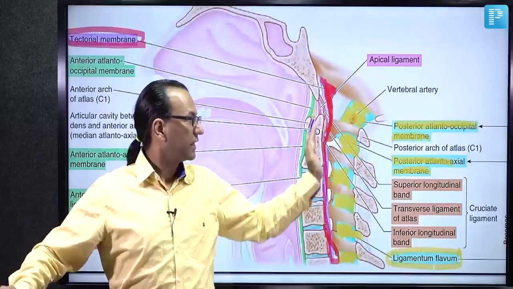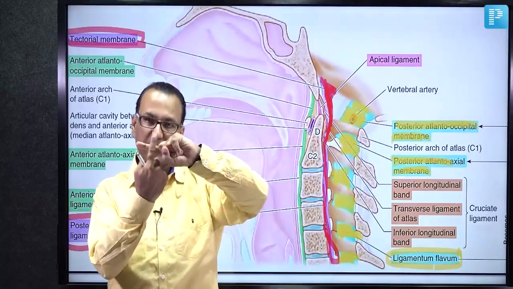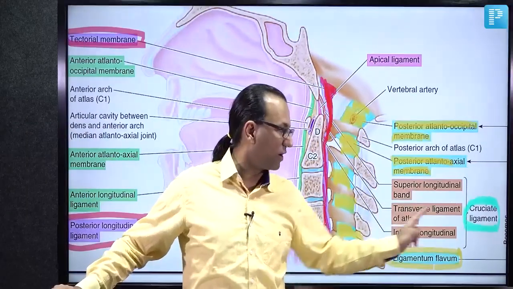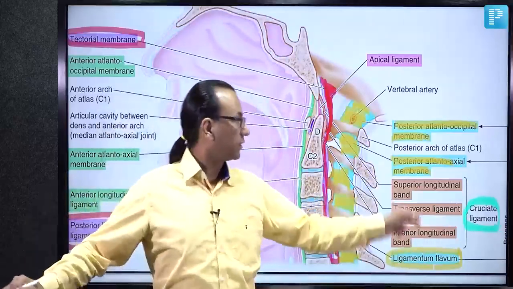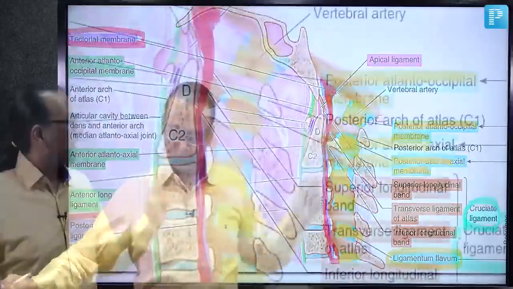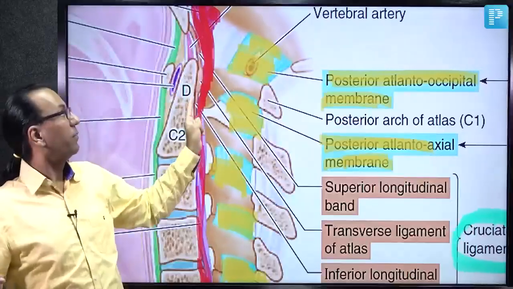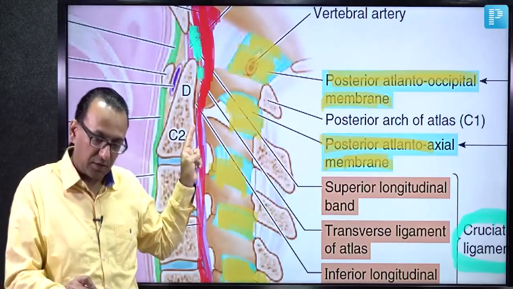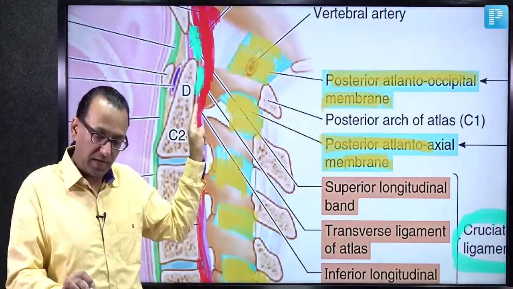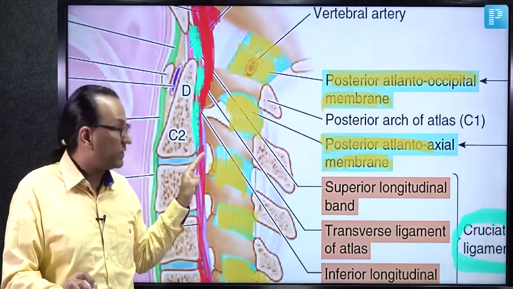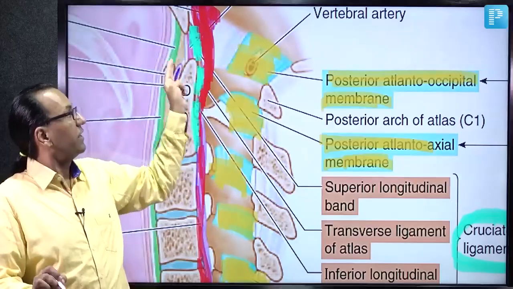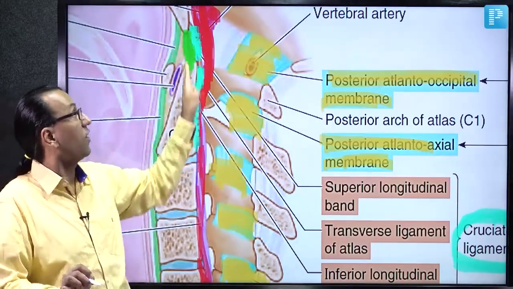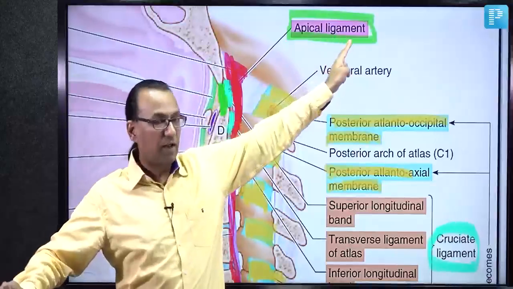And in front of the tectorial membrane, you can see the plus-shaped ligament, the cruciate ligament. That cruciate ligament has superior and inferior longitudinal fascicles and the transverse fascicle as well. So let us zoom into the area of that ligament as well. You will notice that in front of the tectorial membrane is the cruciate ligament, and there is a superior longitudinal fascicle, and there is the transverse portion of the cruciate ligament, and this is the inferior longitudinal bundle of the cruciate ligament. And more anteriorly is the apical ligament of the dens, which is attaching to the apex of the dens and the occipital bone. So here is the most anterior ligament in the sequence.